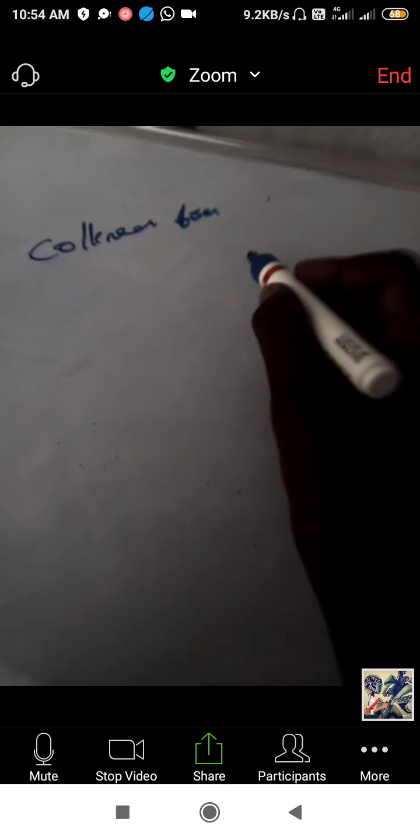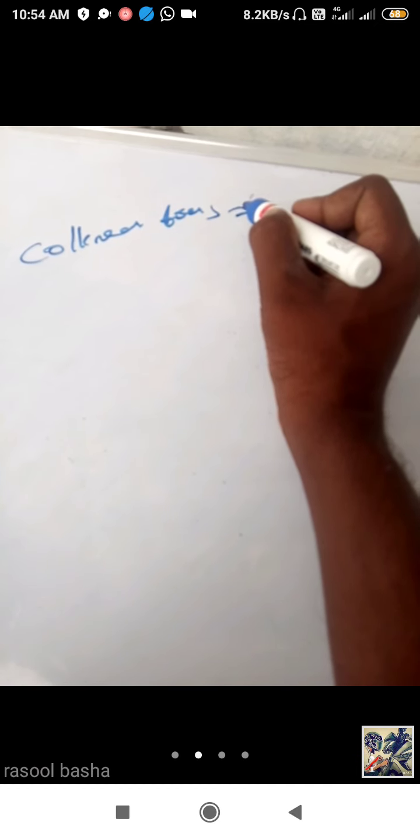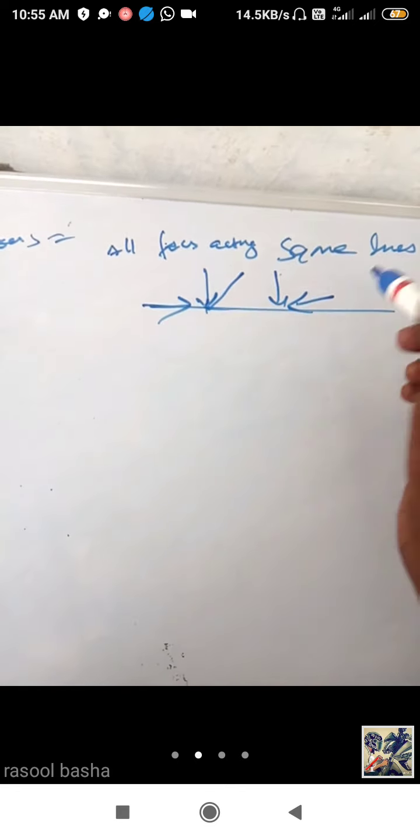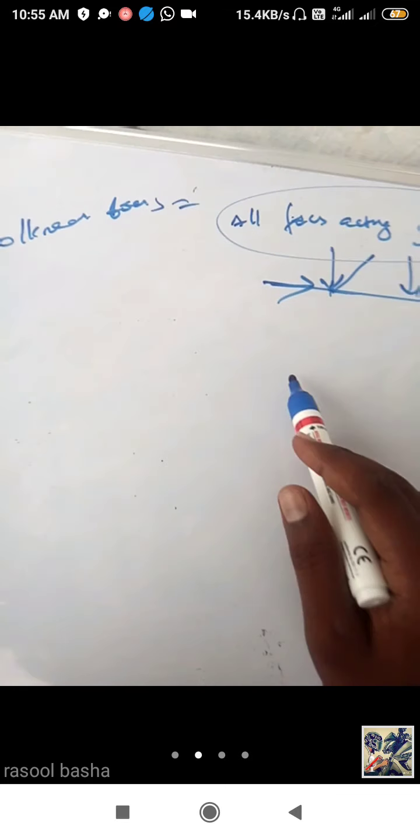So first one is collinear forces. The line of action of all forces is acting along the same line. That type of forces we call collinear forces.